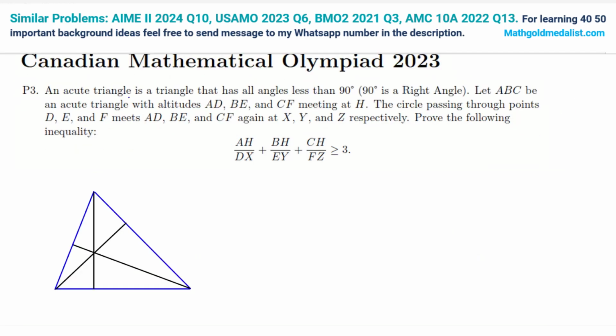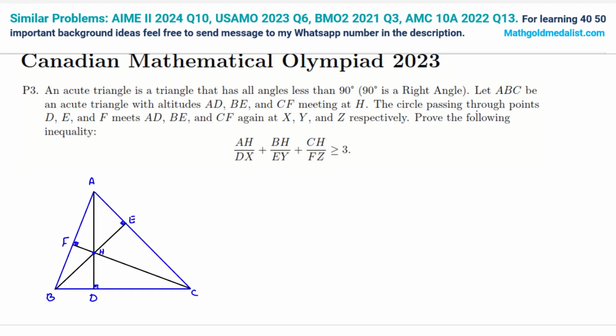Okay, it says an acute triangle is a triangle that has all angles less than 90. 90 is a right angle. Because it is acute, we know all altitudes are inside the triangle. This is: let ABC be an acute triangle with altitudes AD, BE, and CF meeting at H. So this point is H.